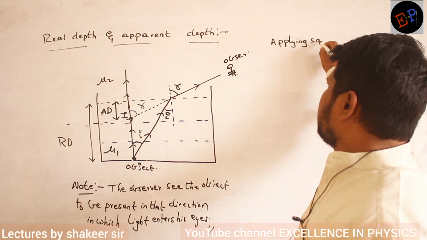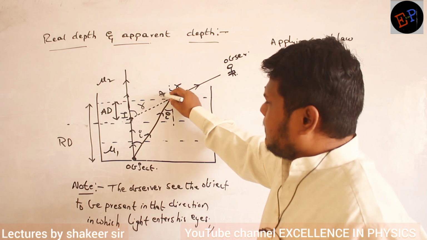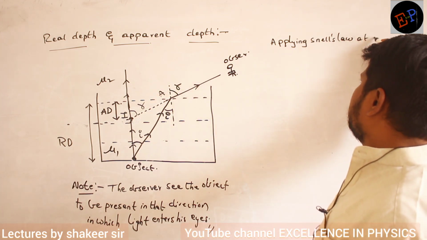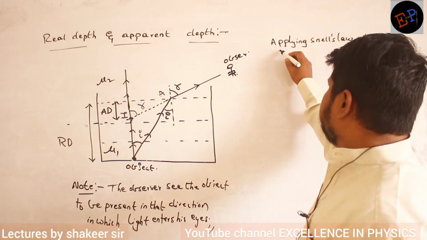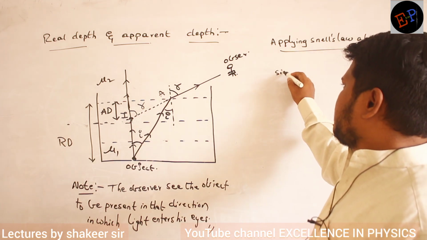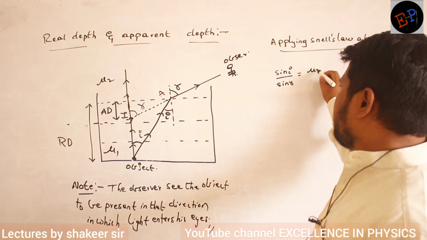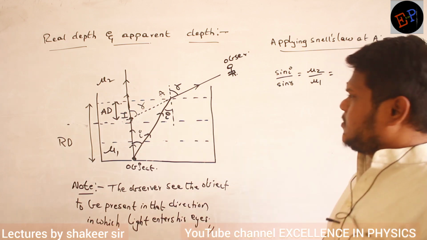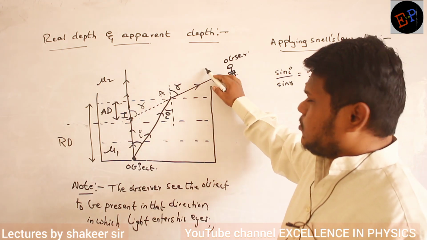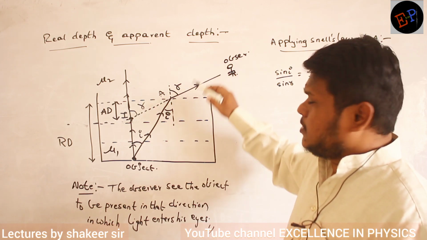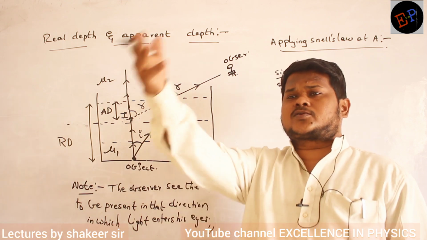Applying Snell's law at this point A. Are you able to understand, ma? What is Snell's law? Sin I divided by sin R is equal to mu2 divided by mu1. And here which is mu2, which is mu1, ma? This is mu2, air's refractive index is mu2. Refractive index of water is mu1. Why? Because light is entering from water to air.